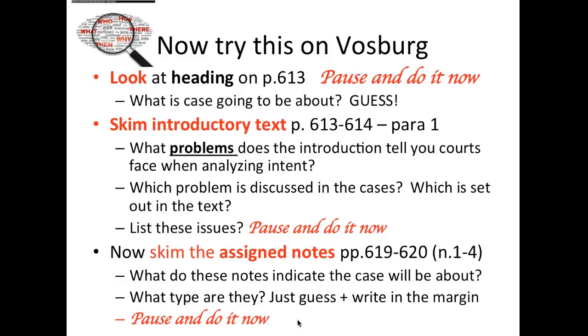Here's my best guess. Note number 1 is about the background to the case, or the process by which the case arrived at this court. Notes 2 and 3 seem to be about the rule, and they ask us to compare the rule in this case with that in other cases. So notes 2 and 3 seem to be about the rule. Note 4 tells us it's about the eggshell skull rule, so there may be a second rule at work in this case.